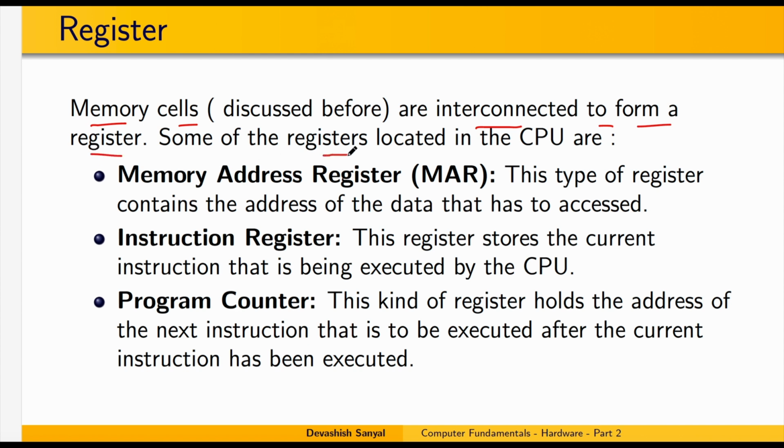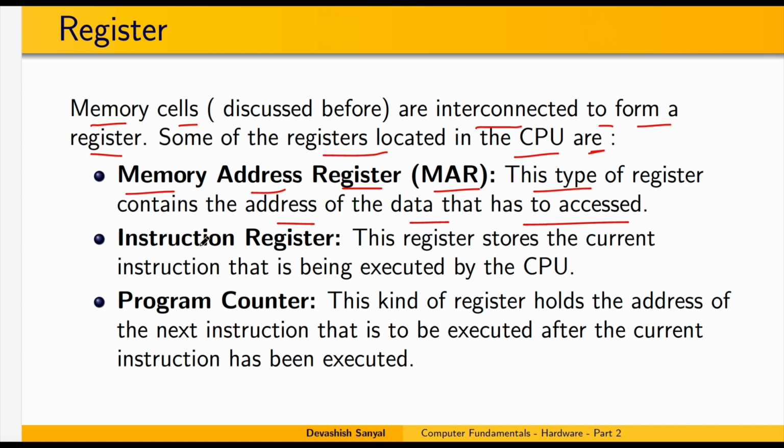Some of the important registers located in the CPU are the memory address register. What is its function? It is abbreviated as MAR. This type of register contains the address of data that has to be accessed. If you need to access data, you first have to know the address. That address is located in this memory address register. So the CPU has to first access this register to get the address.